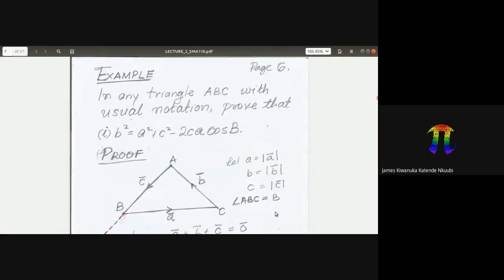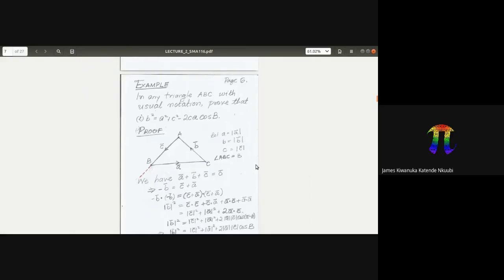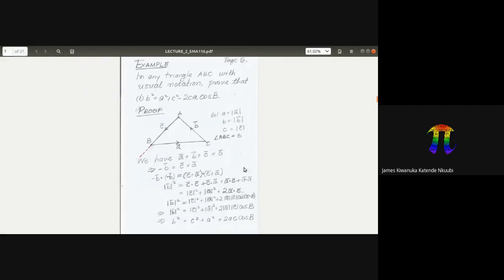So here is another example. It says that in any triangle ABC with the usual notation, prove that b squared is equal to a squared plus c squared minus 2, usually we write ac, but here it is ca, 2ca cos B. So this is the cosine rule. I think you're familiar with it, but we want to prove it using vectors now.